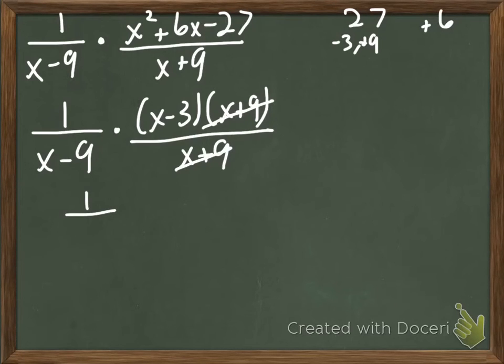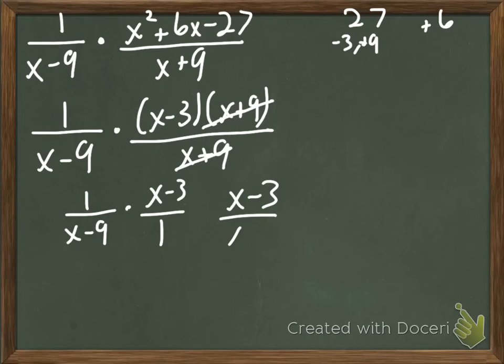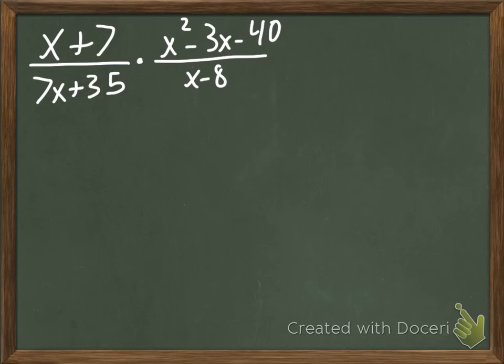So 1 over x minus 9 times x minus 3 over 1, which gives us x minus 3 over x plus 9. There we go. So that wasn't too bad. Alright, so here's your chance to try that. So go ahead and try this example by pausing the video.